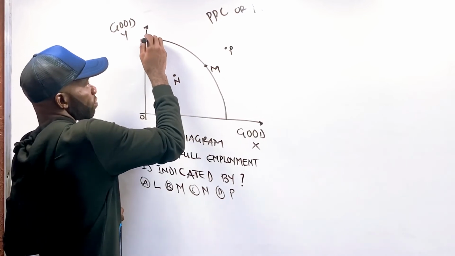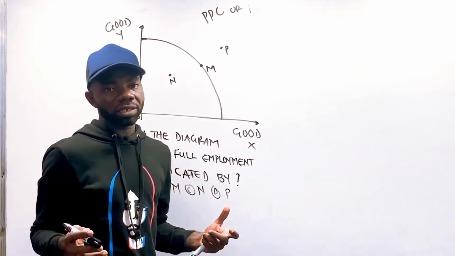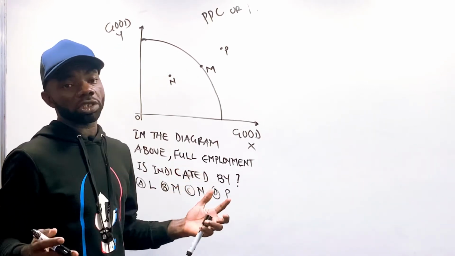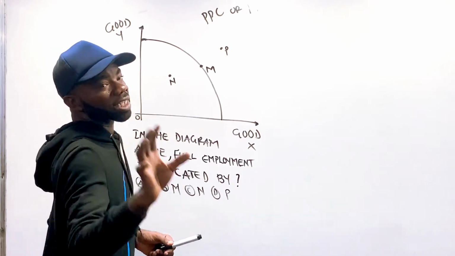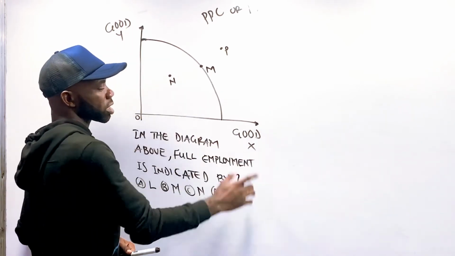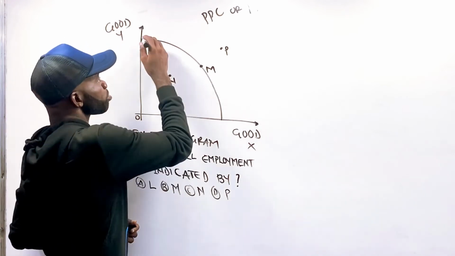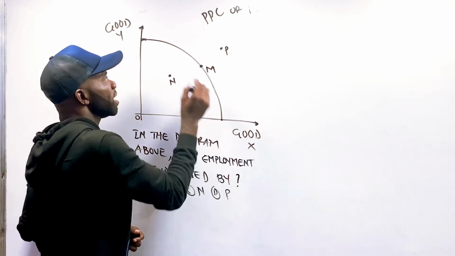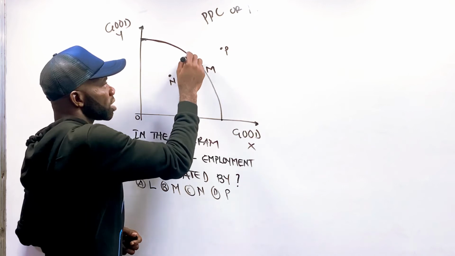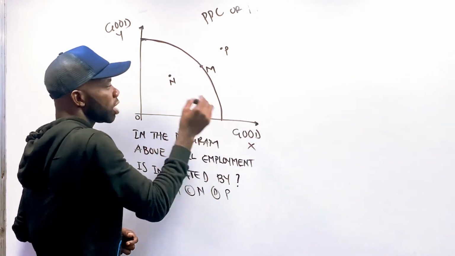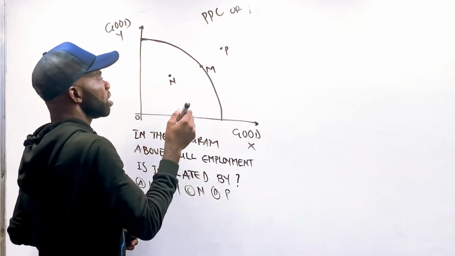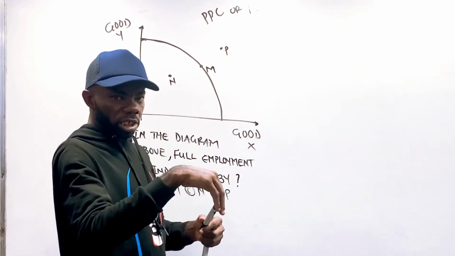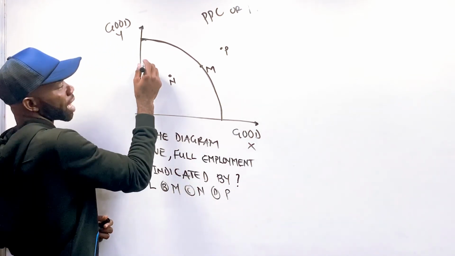Production possibility curve. The country has a set amount or quantity of resources that they want to channel to the production of this commodity and this commodity. If the production possibility curve for that country reads this way, it means that they have resources at this level. If this is the amount of resources they have, if they decide to produce here, it means that they have not employed all their resources into production.